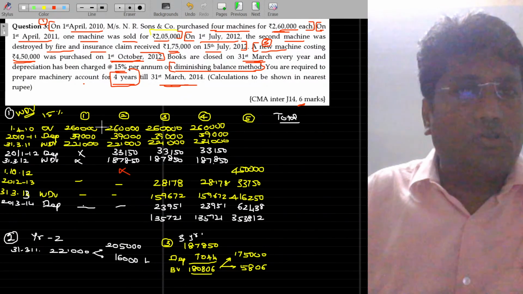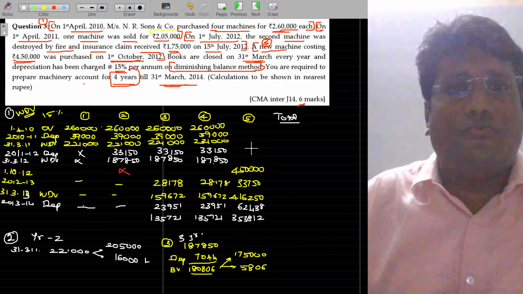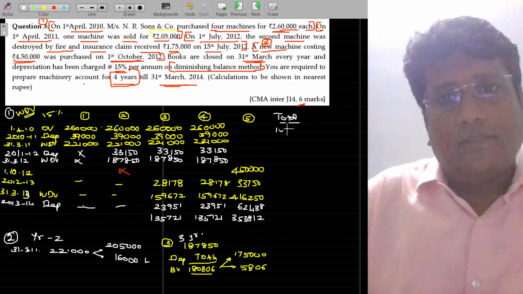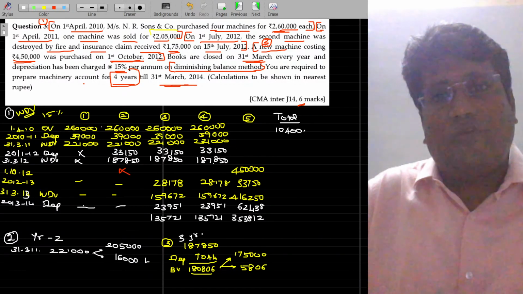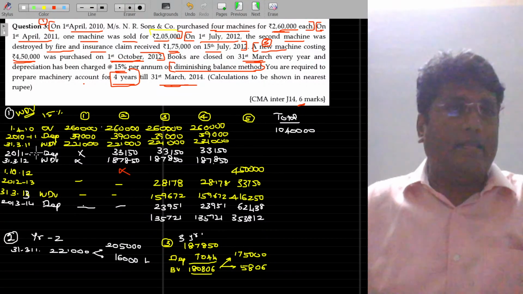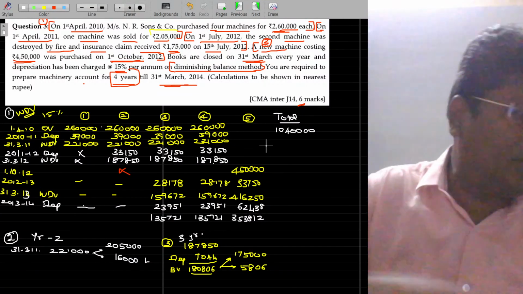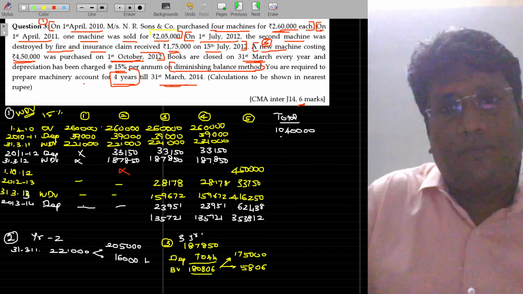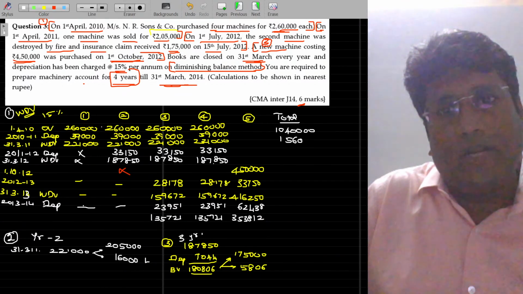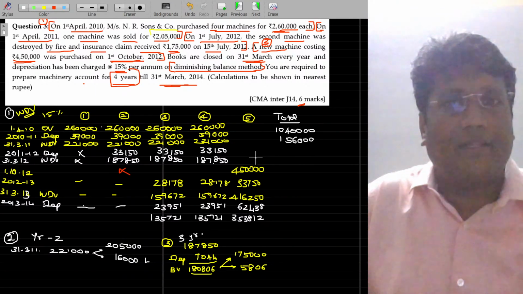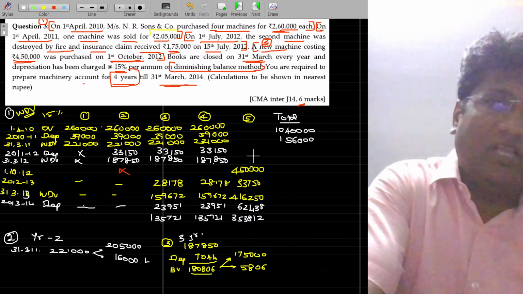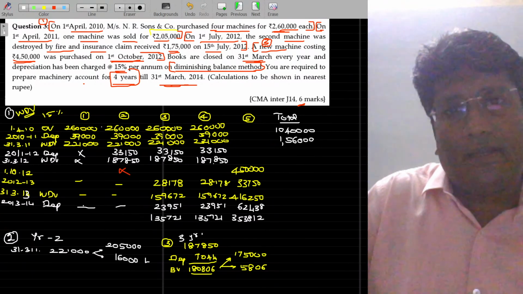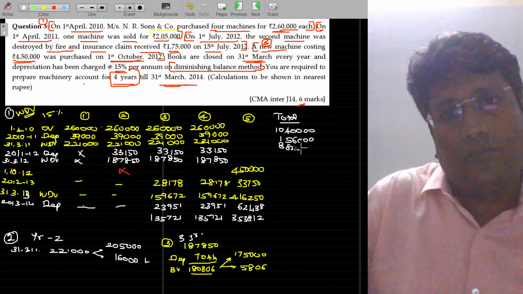Total of all the original assets, the very first 2,60,000 into 4. How much is that? 10 lakhs 40,000 rupees. And the next depreciation, the sum of all these things, 1,56,000. If I subtract that 1,56,000, then I will be getting the WD value. How much is that? 8,84,000.